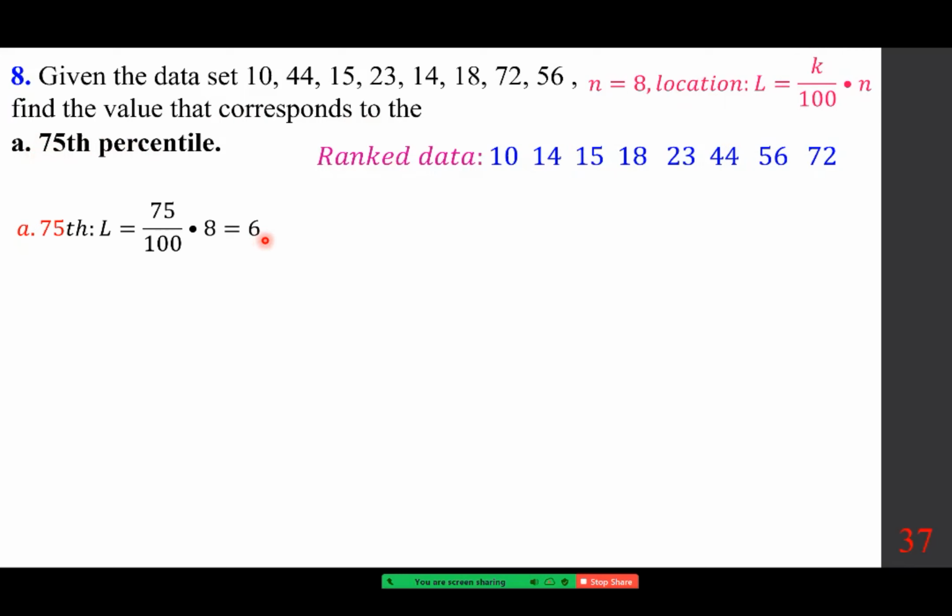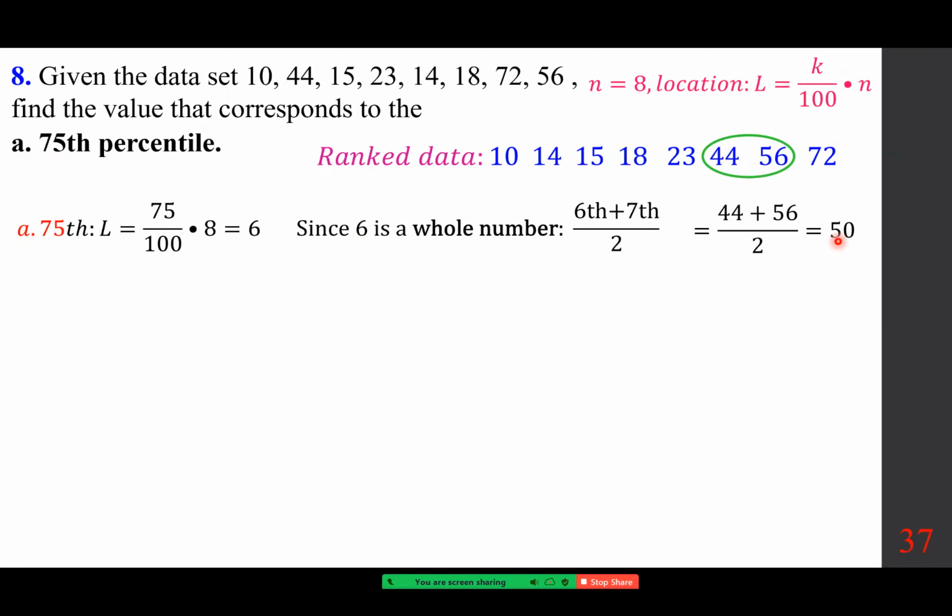And whenever they have a whole number, in this case 6, they go with the next one, add them up, and divide by 2. So in this case, they are going to go to the 6th one and 7th one, add them up, divide by 2. 44 plus 56 divided by 2 is 50.